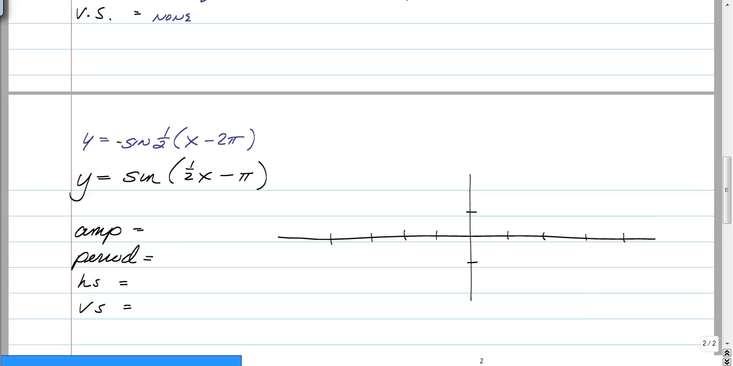So now our amplitude, there's nothing in front, so it's still 1. The period is 2 pi divided by 1/2, which means your period is 4 pi. If you would like to take it one step further, you divide that by 4, and your interval is 1 pi. So now you know your fourth tick mark has to be your period, so that would be 4 pi. And this would be your negative 4 pi. And then you just increase by 1 pi each time.